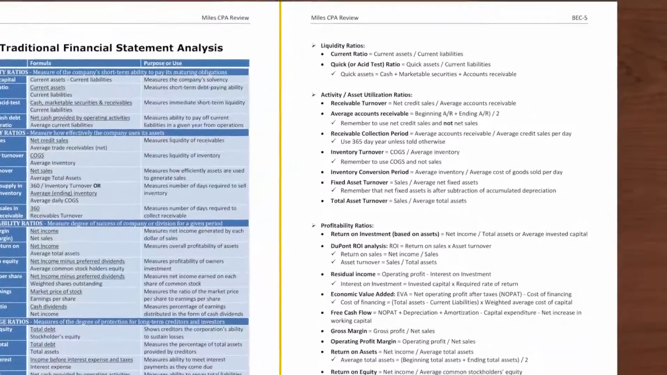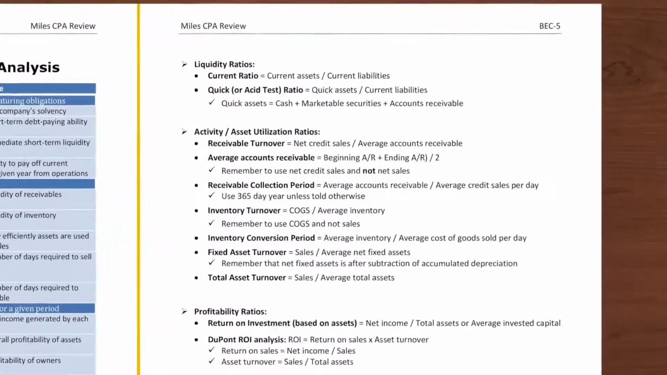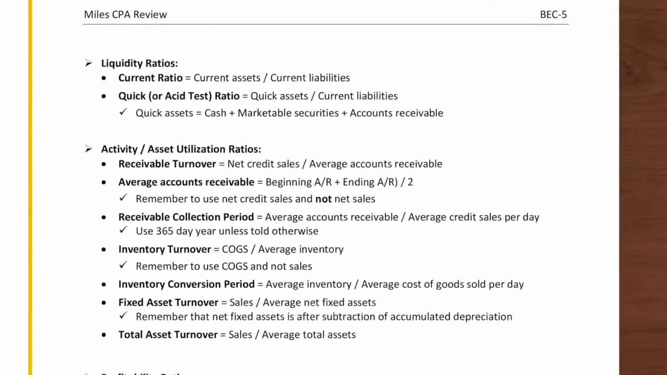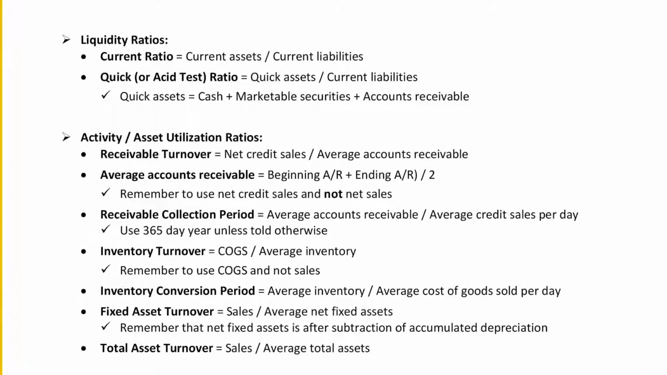On page 11, we're looking at traditional financial statement analysis via a lot of ratios. Highlight liquidity ratios. Under that, highlight current ratio, that's current assets divided by current liabilities. Highlight quick or acid test ratio. That's your quick assets divided by current liabilities. So quick assets are your current assets less inventory, less prepaids. Or you could say they include cash, marketable securities and accounts receivable.